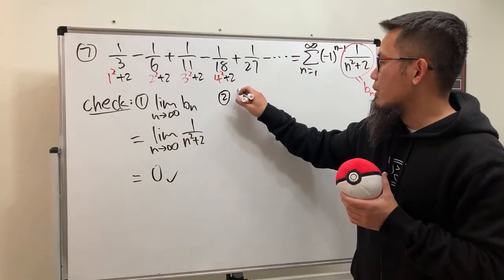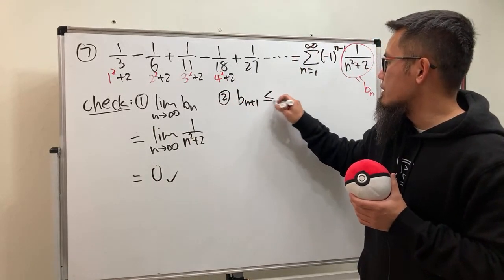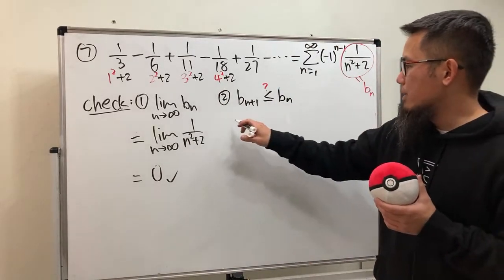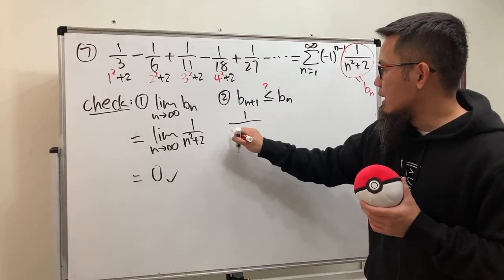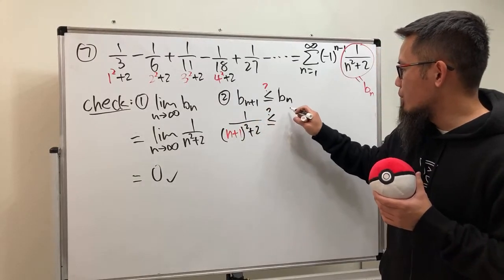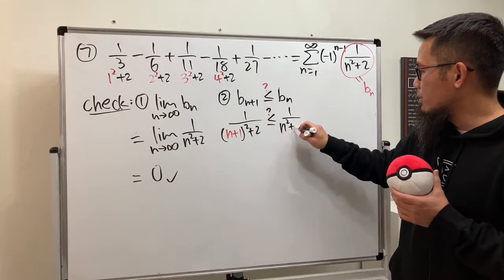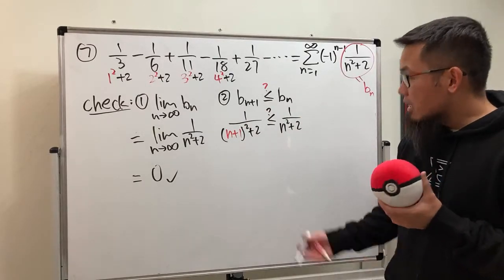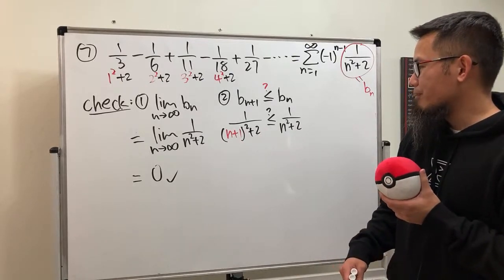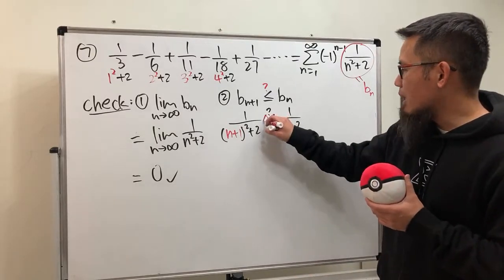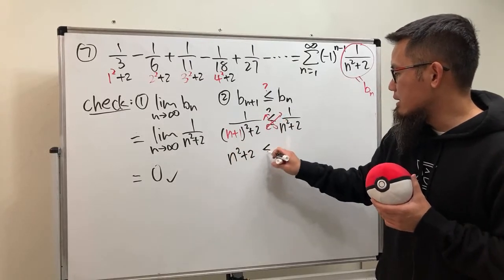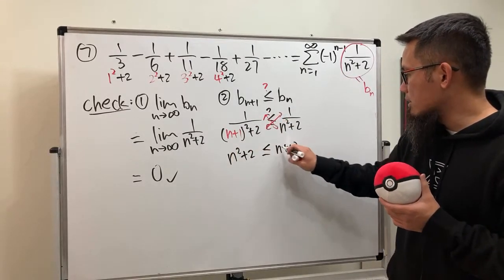Number 2. Well, Bn plus 1, is this decreasing? I don't know yet, put down a question mark. Just do the math real quick. We get 1 over n plus 1, squared, and then we add 2 to it. Is this less than or equal to 1 over the original? It's clearly true because the bottom here is bigger, but that may be short work. So let's just cross multiply because everything here is positive, so this goes there, which is n squared plus 2. And is this less than or equal to n plus 1 squared plus 2?